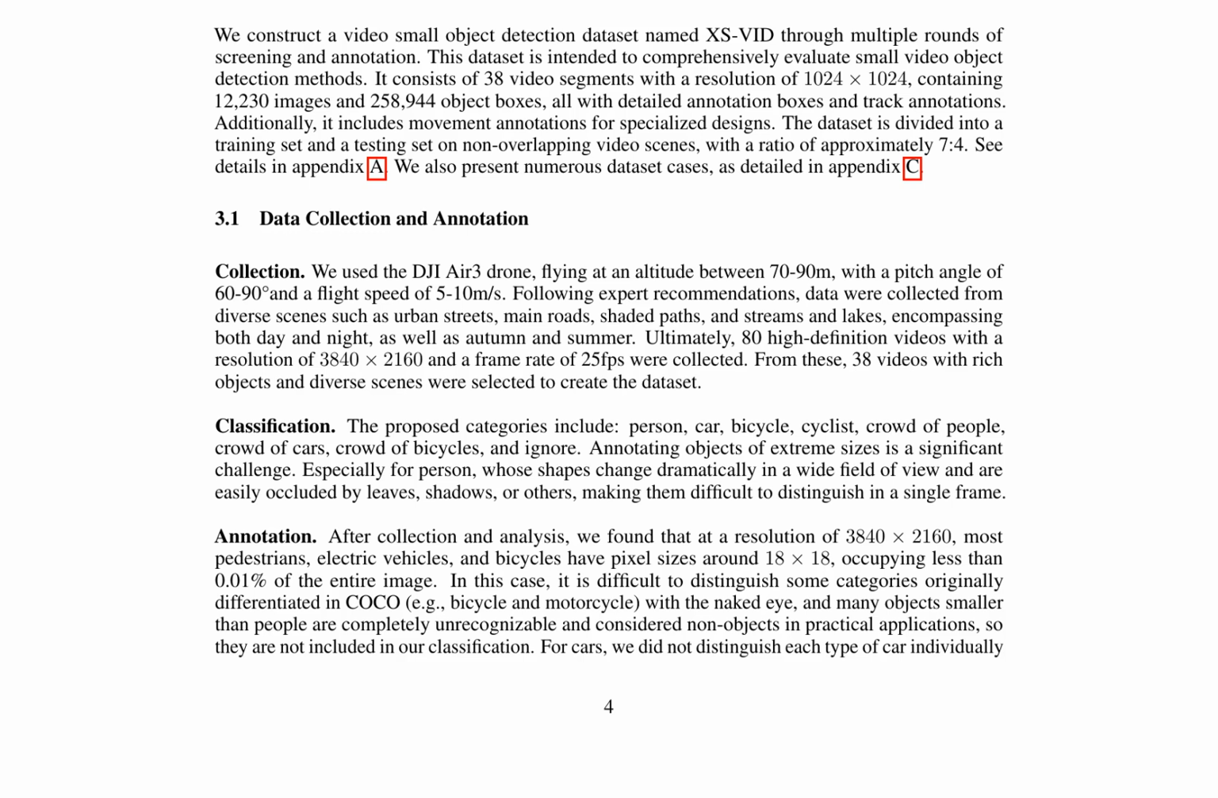At a resolution of 3,840 x 2,160, most pedestrians, electric vehicles, and bicycles have pixel sizes around 18 x 18, occupying less than 0.01% of the entire image. In this case, it is difficult to distinguish some categories originally differentiated in COCO, and many objects smaller than people are completely unrecognizable and considered non-objects in practical applications.